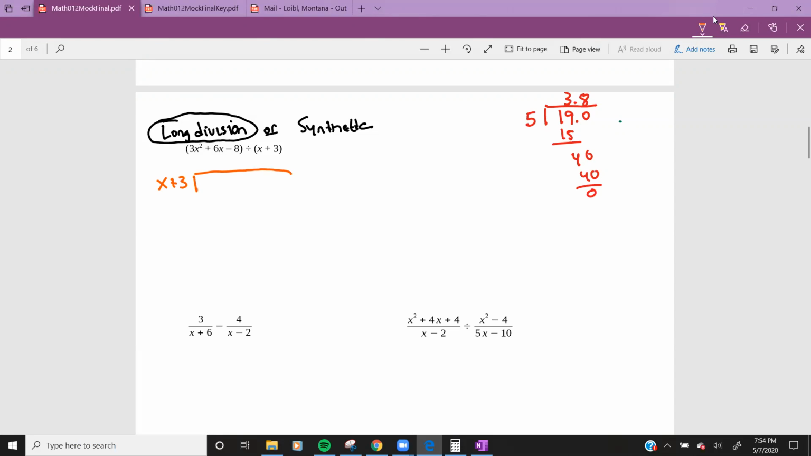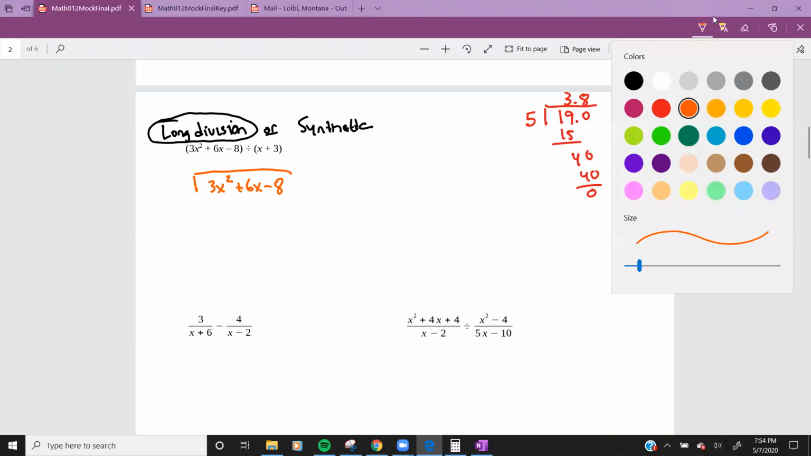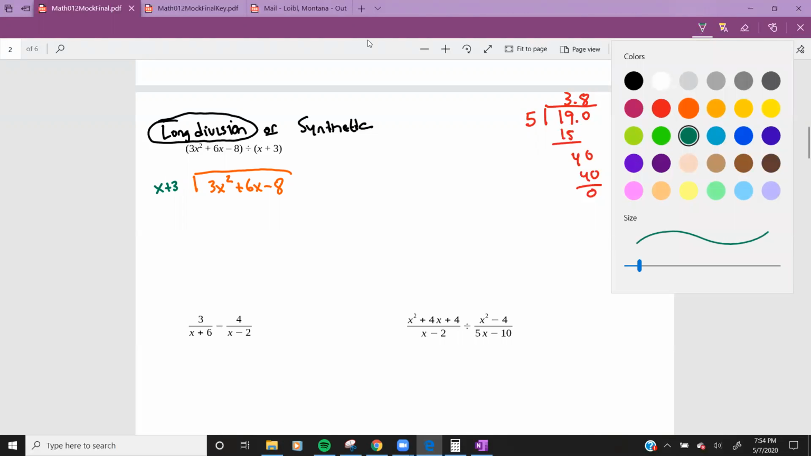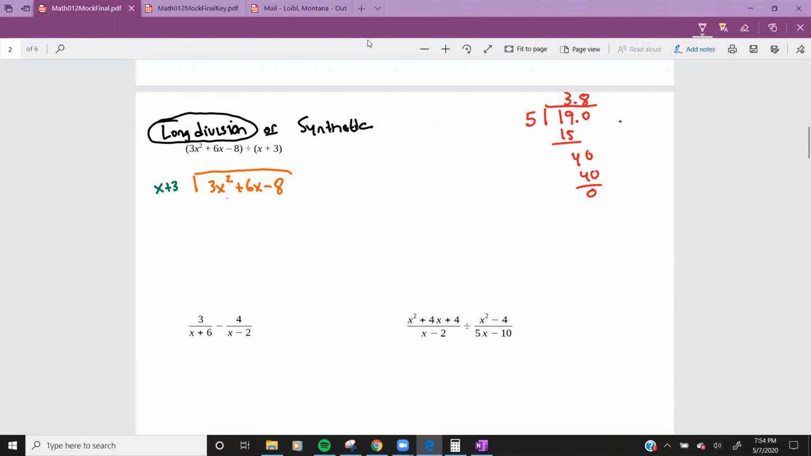Okay, so let's write it like x plus 3. And we're dividing this into 3x squared plus 6x minus 8. Right, so we want to divide this binomial, this 2-term, into this 3-term trinomial. I'm going to switch colors real quick, and we'll see why here in a second. Okay, so basically our goal here, again, it's different than regular number long division, but what you would want to do here is match this first term.